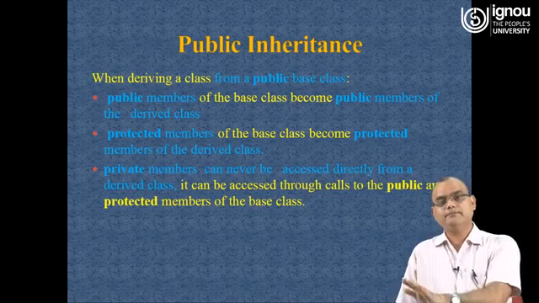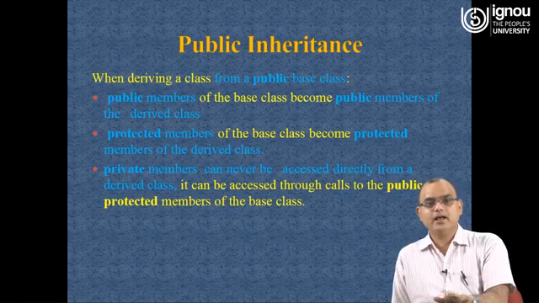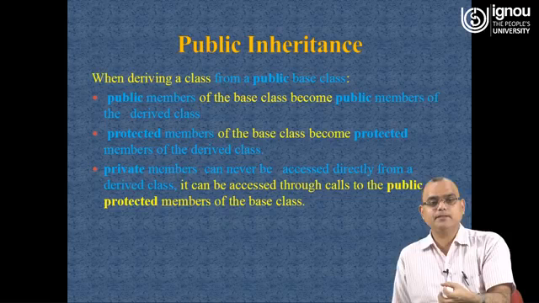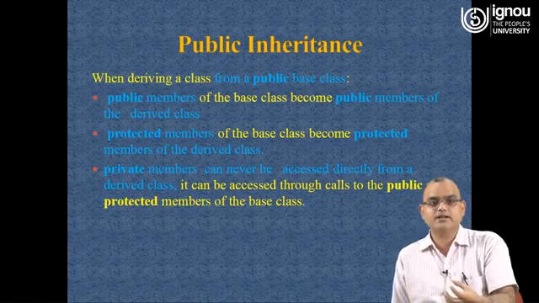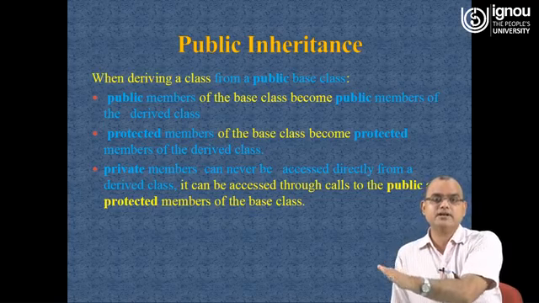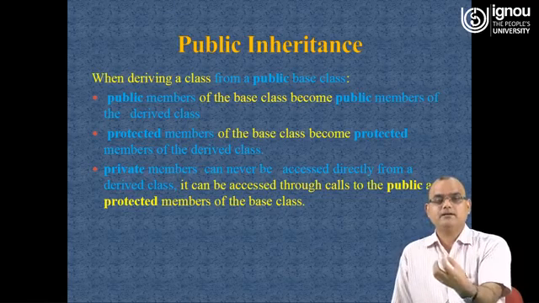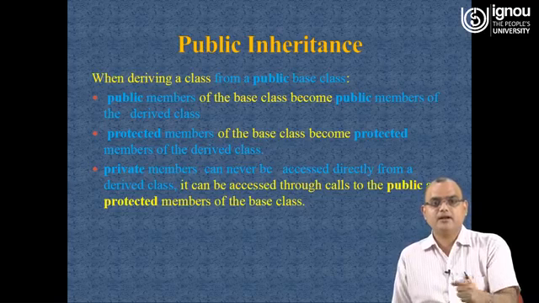If we are deriving a class using the public specifier, then everything of the parent class becomes a member of the derived class. It means whatsoever is public in the parent class is public in the derived class, and whatsoever is protected in the parent class is protected in the derived class. But whatsoever is private is private to the base class only, it is not open to the derived class. So public is publicly available, protected becomes protected, and private cannot be accessed.